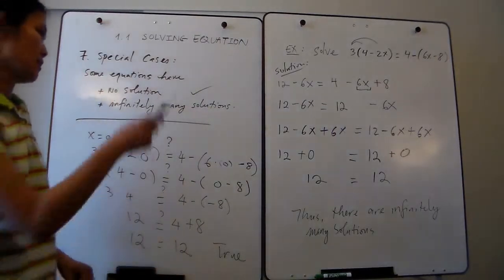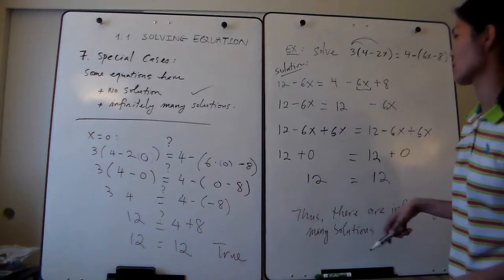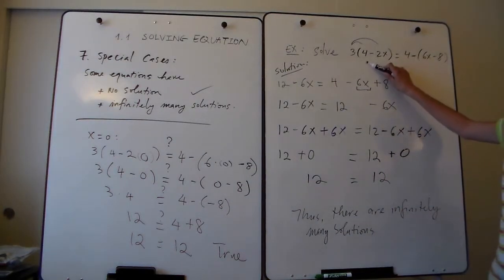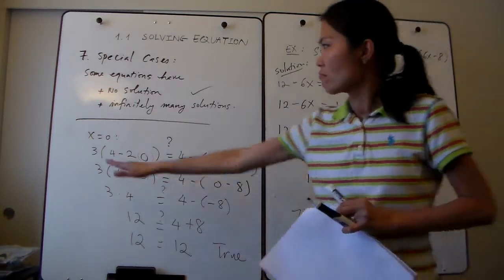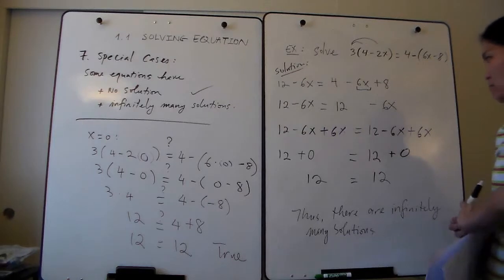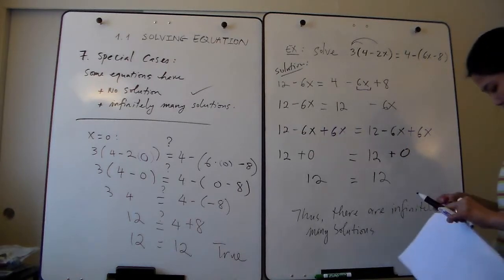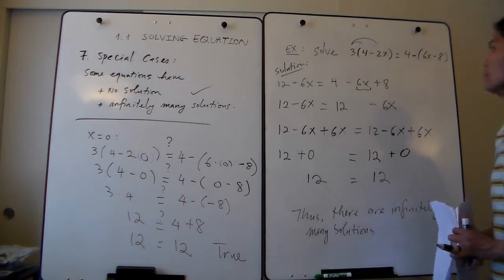Thus, it demonstrates that you can pick any value for x. Guarantee the left-hand side equal the right-hand side. That means there are infinitely many solutions, any value x you can think of will become the solution of this equation.